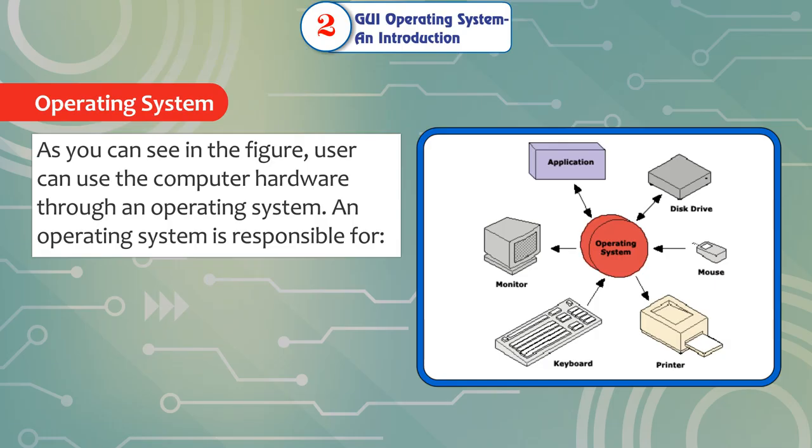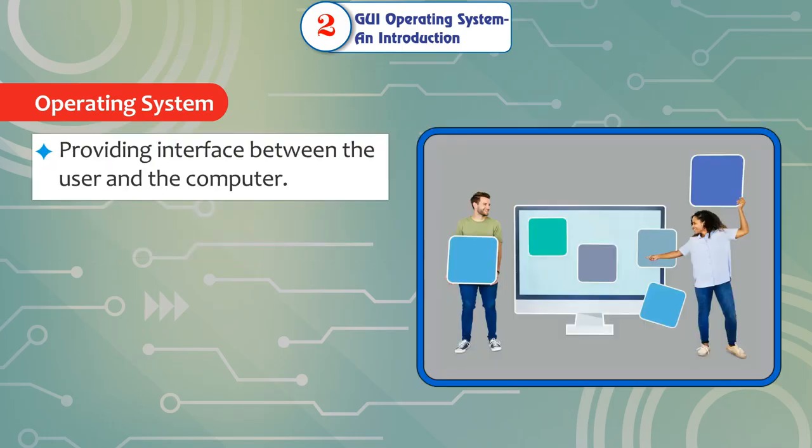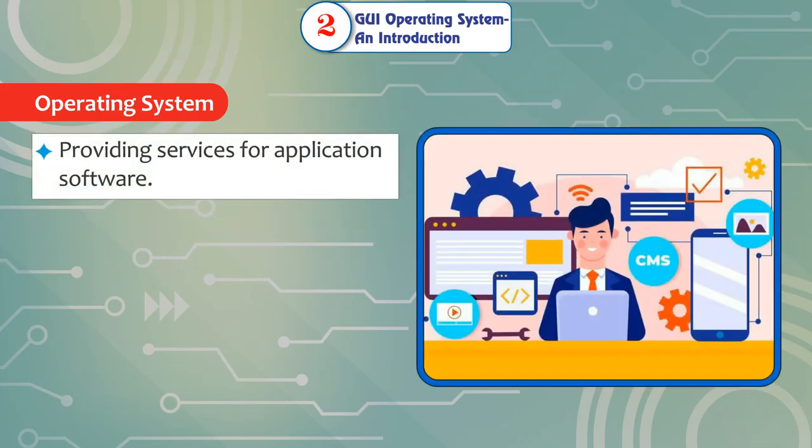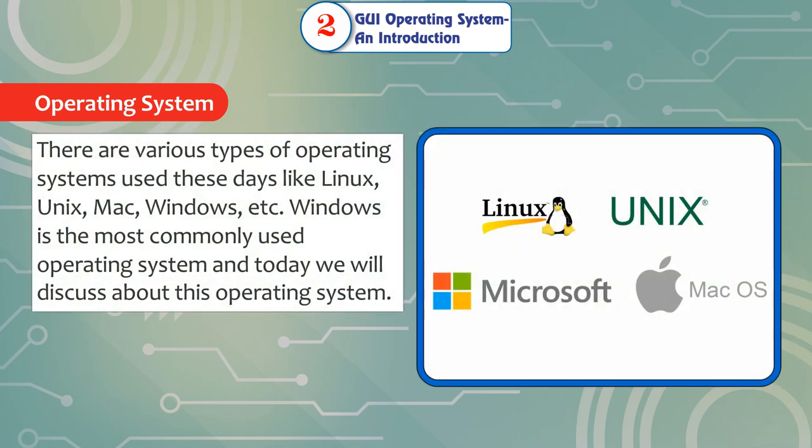An operating system is responsible for providing an interface between the user and the computer, managing the computer resources like CPU, memory, disk drives, printers, etc., and providing services for application software. There are various types of operating systems used these days like Linux, Unix, Mac, Windows, etc. Windows is the most commonly used operating system, and today we will discuss this operating system.